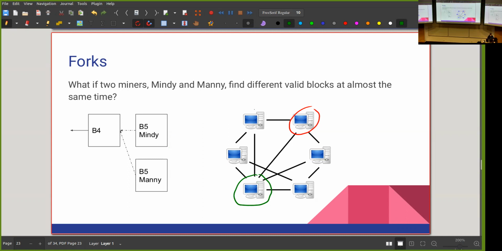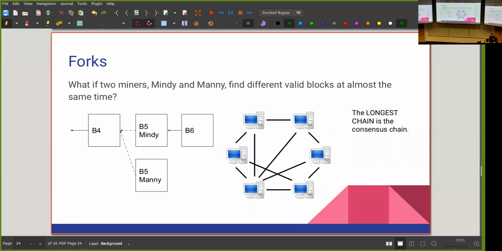So half of my nodes, maybe these nodes, would believe that block number 5 is Mindy's block, and the other half would believe that block number 5 is Manny's block. So it seems this whole idea of having a blockchain didn't really work. We still have the same problem that we had with double spending. So why do we even bother with solving proof of work and doing all these computational things? Well, the reason is that this one is now so much easier to solve, and the solution is very easy.